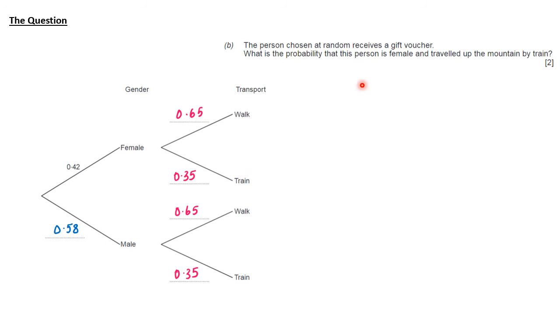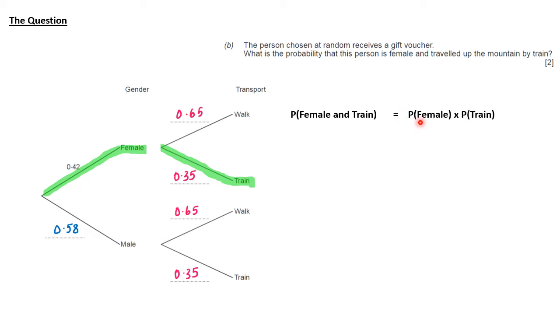Part B on this question then: a person is chosen at random and receives a gift voucher. What is the probability that this person is female and travelled up the mountain by train? So what we want to do is follow a route through on our little tree diagram. I want a female person that took the train. So I want these two events to be combined. So I want the probability that they're female and they took the train.